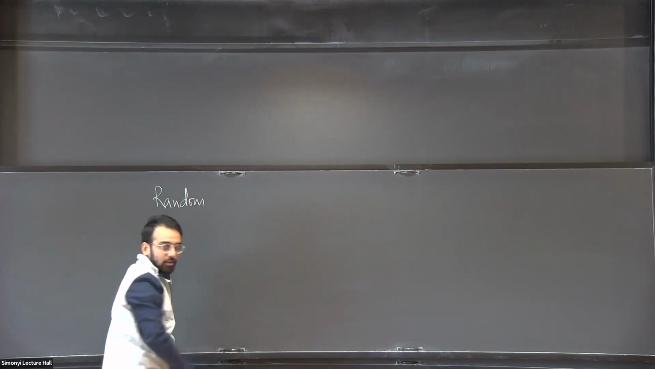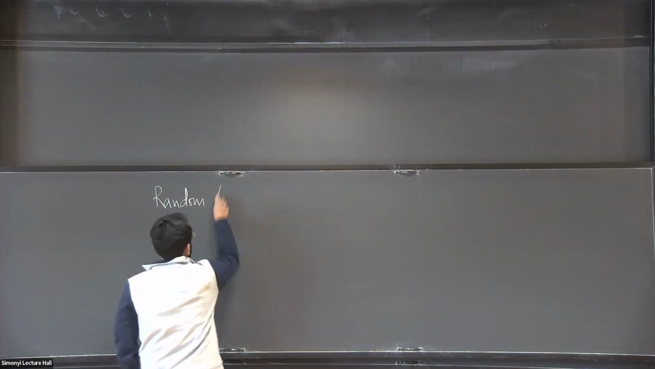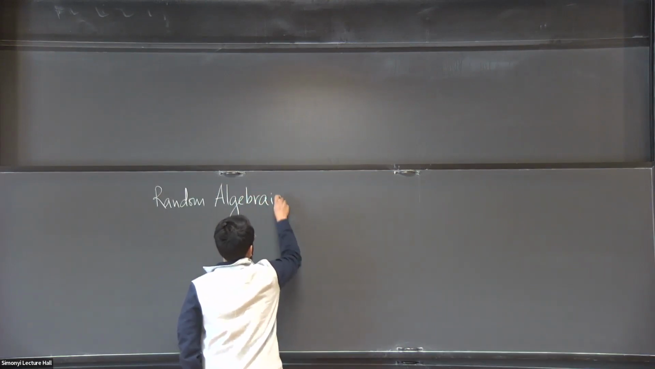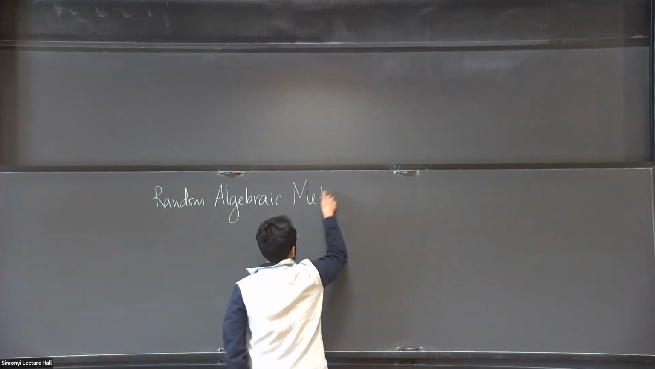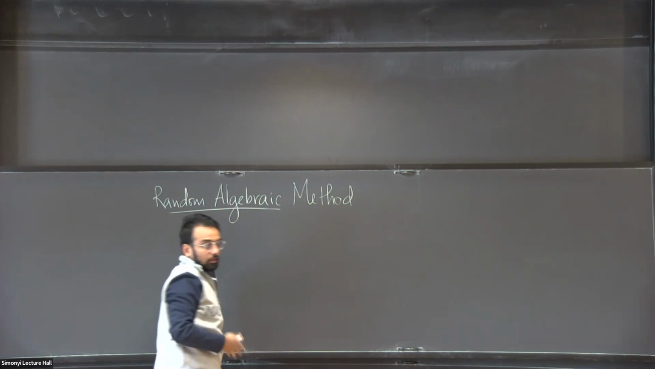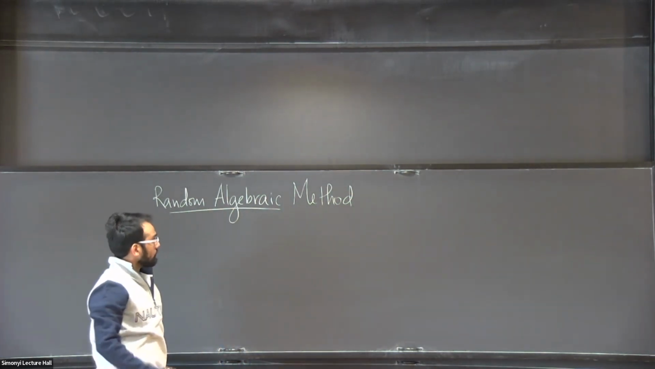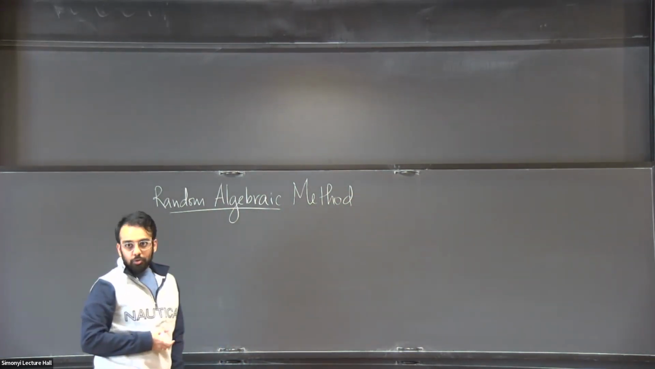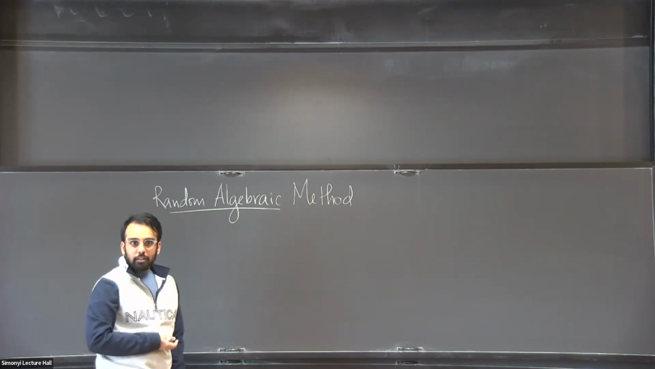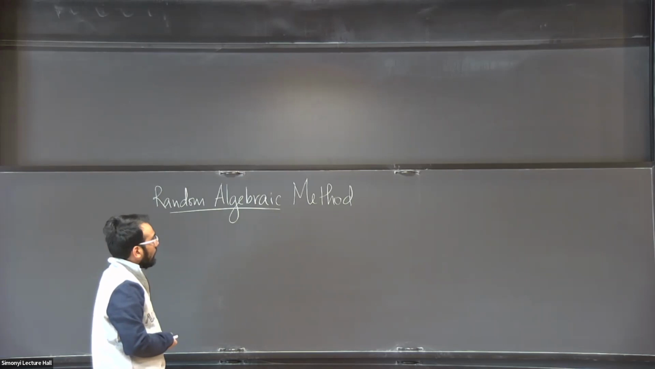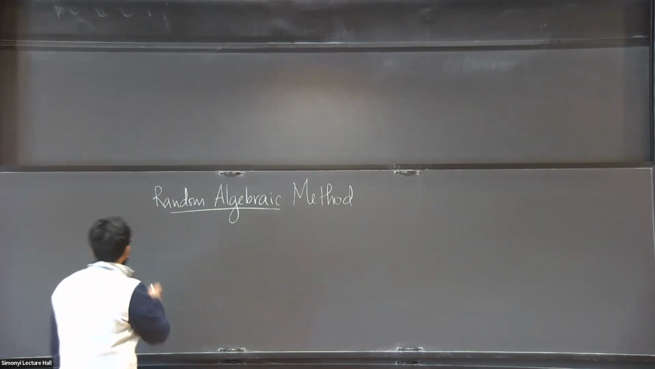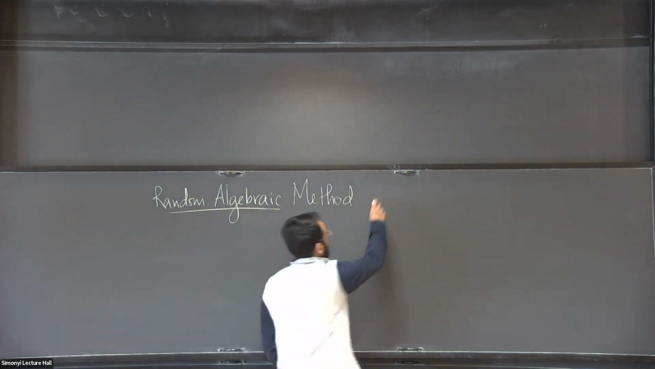So my goal for today is to try and give you an overview of what's called the random algebraic method. I'll tell you lots of things, many of which are old and already known, but now there are nicer, more enlightening ways of proving those things. I'll say at least the main results.